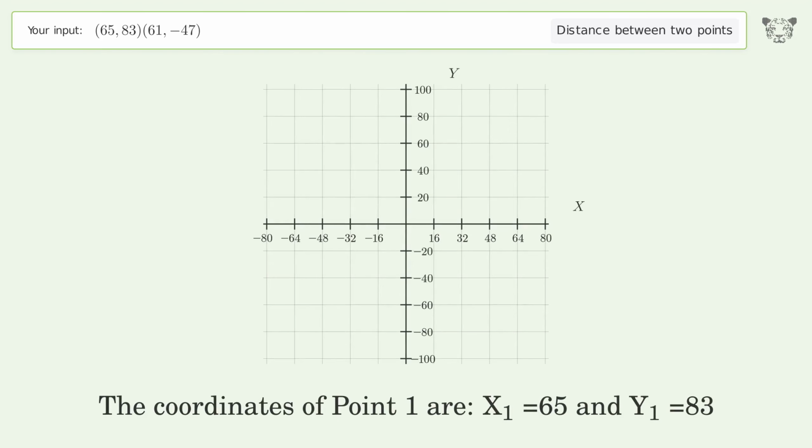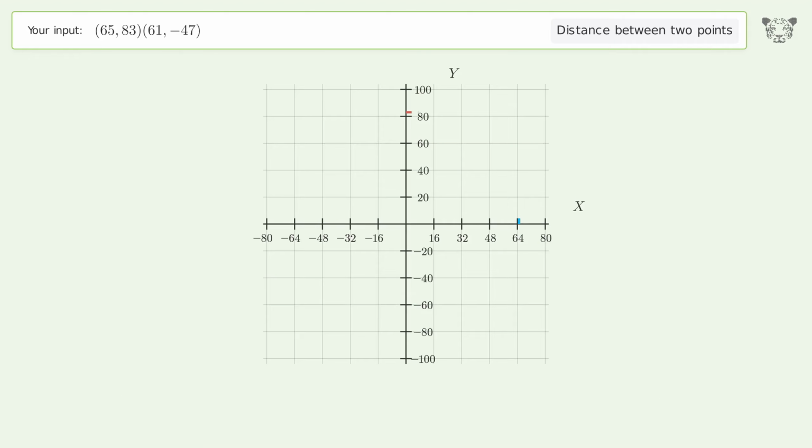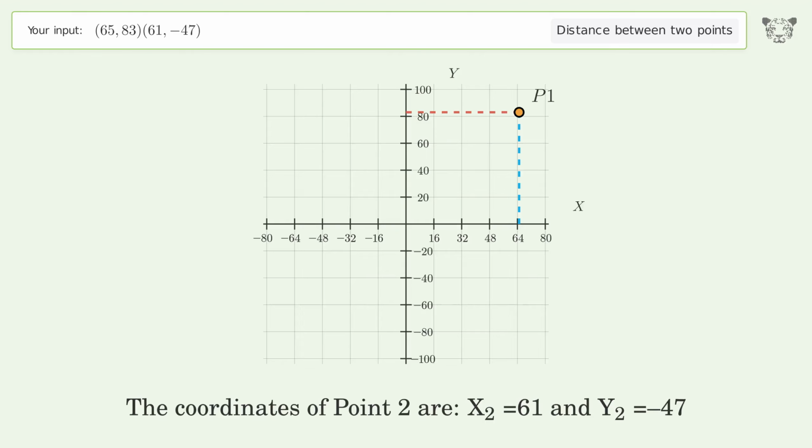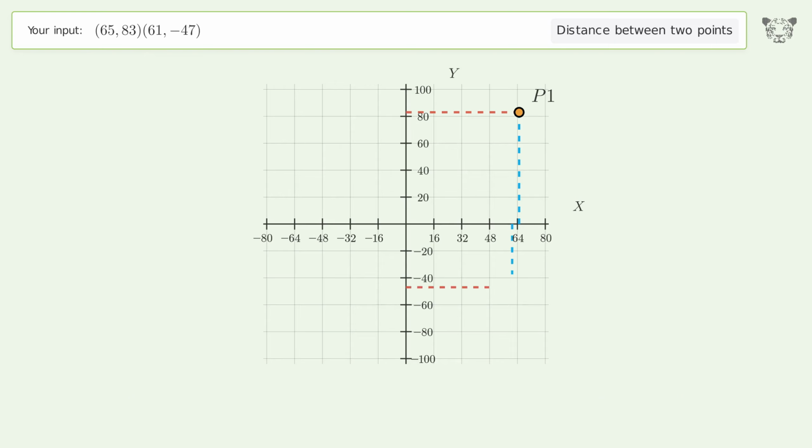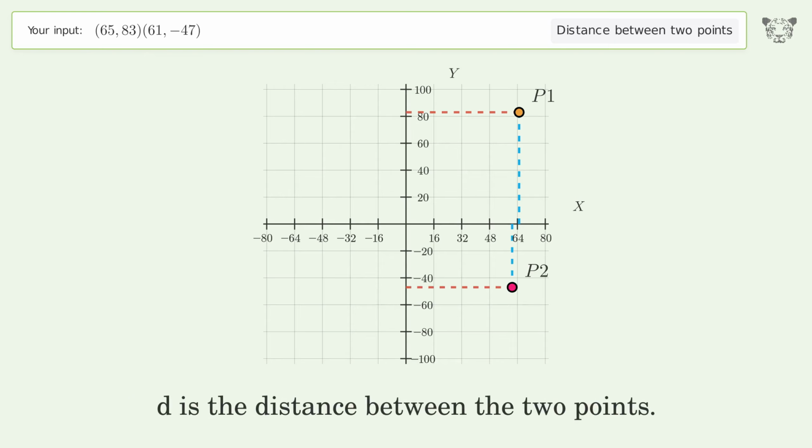The coordinates of point 1 are x1 equals 65 and y1 equals 83. The coordinates of point 2 are x2 equals 61 and y2 equals -47. D is the distance between the 2 points.